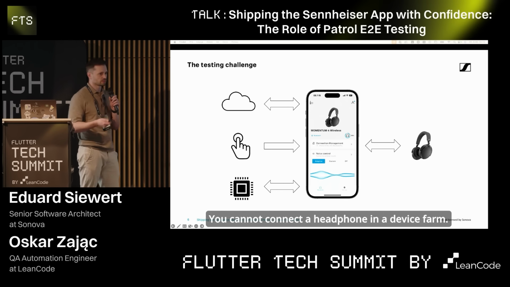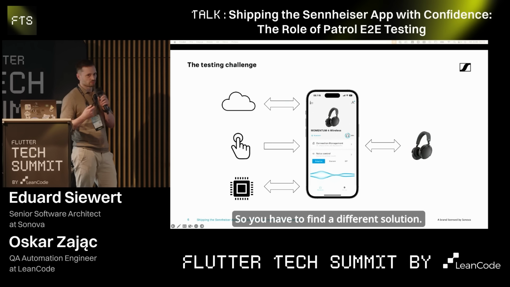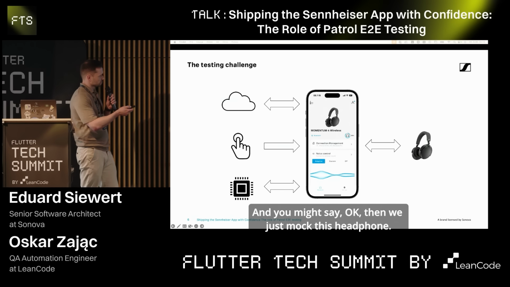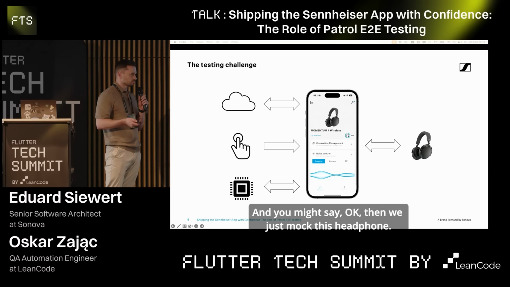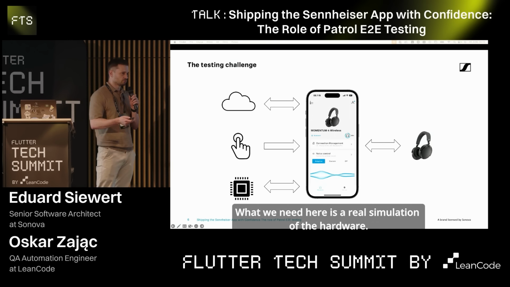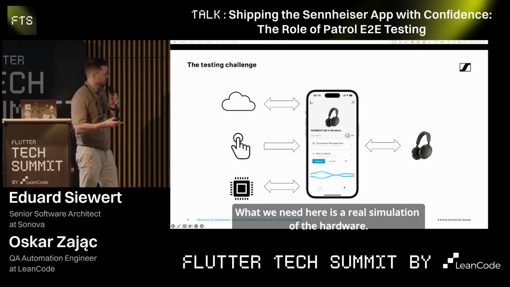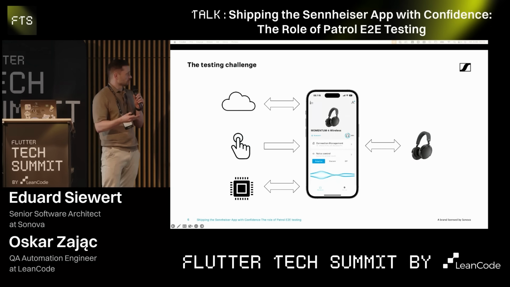You cannot connect a headphone in a device farm. So you have to find a different solution. And you might say, okay, then we just mock this headphone. But a mock is not enough. A mock doesn't have a state. What we need here is a real simulation of the hardware. So that's what we call a fake. A fake has real logic. It has a state. It reacts to requests from the app, just as a normal headphone would do.